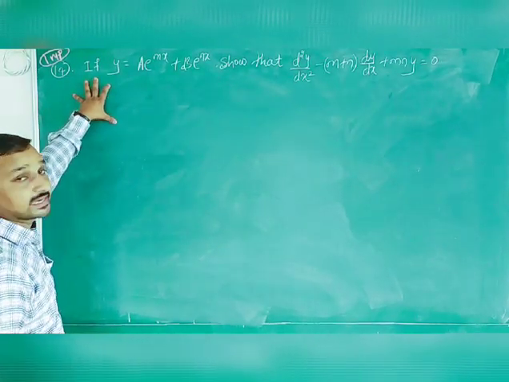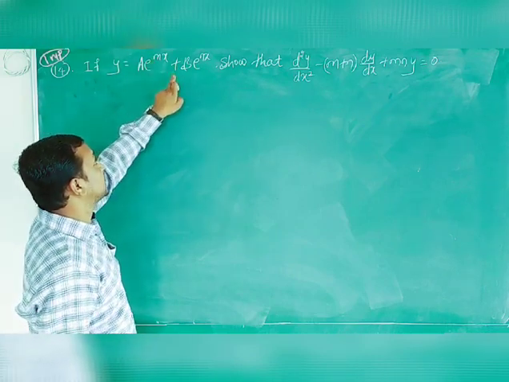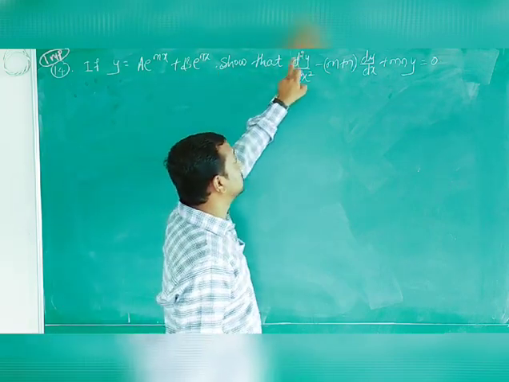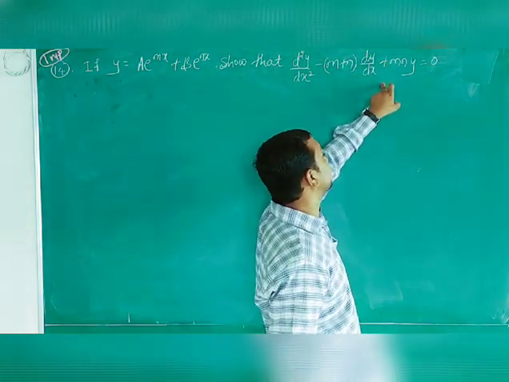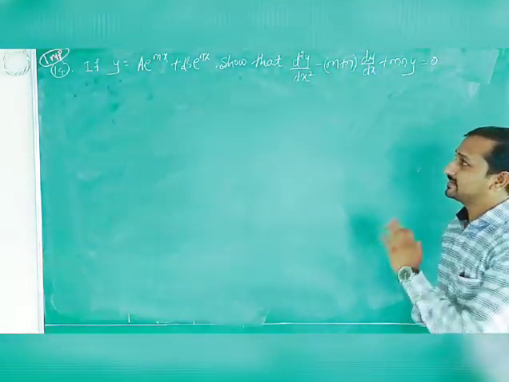So students, this is also a very important example. y equals a times e raised to mx plus b times e raised to nx. Then show that d2y by dx2 minus (m plus n) times dy by dx plus mn times y equals 0. This is also a one-time example.